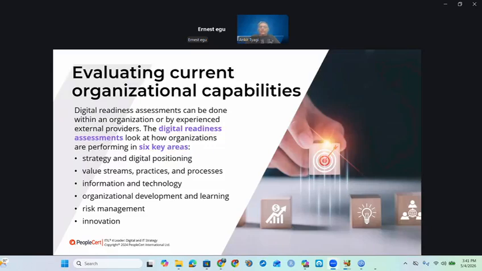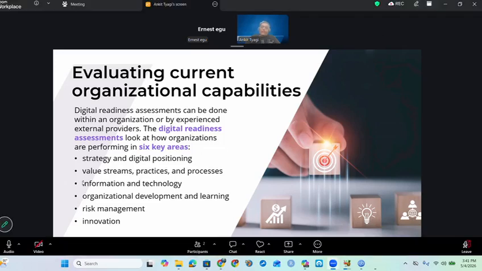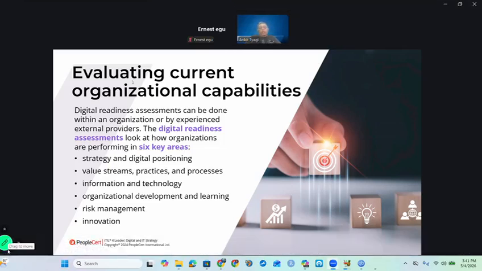Evaluating the current organizational capabilities, which is again, digital readiness assessment, can be done within an organization or by experienced external providers. So there can always be certain consultants that can work with us in order to do the readiness assessment within the organization.